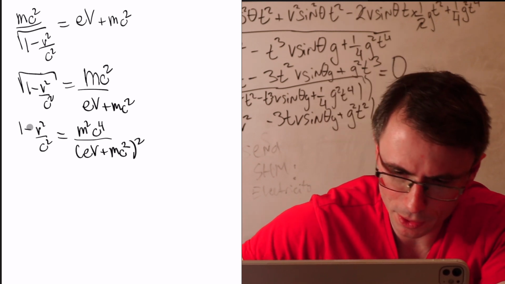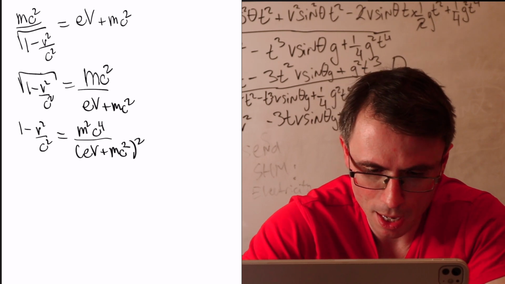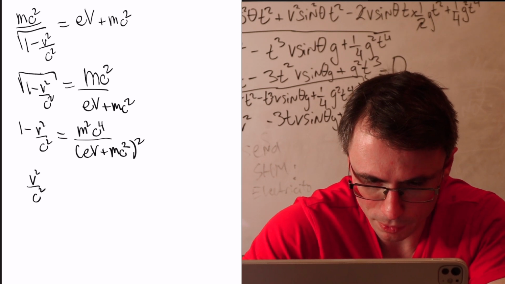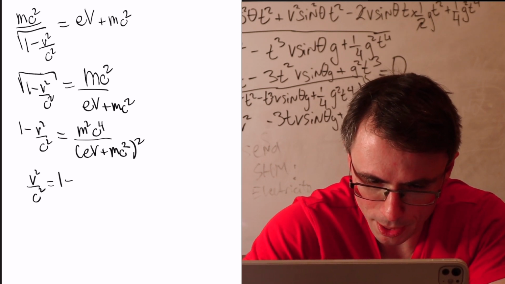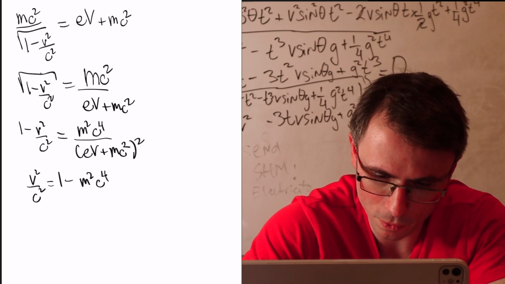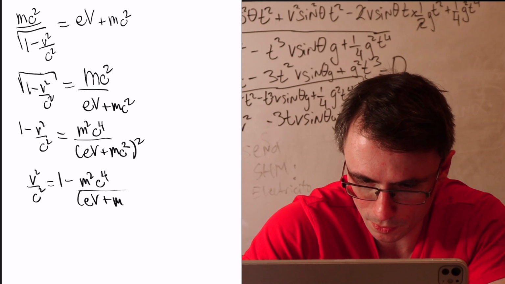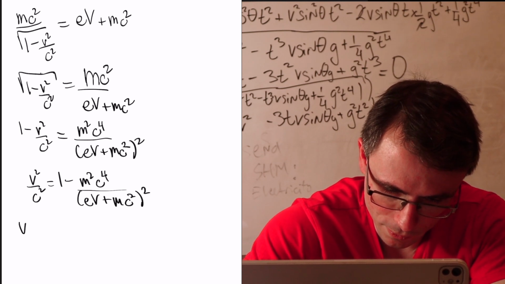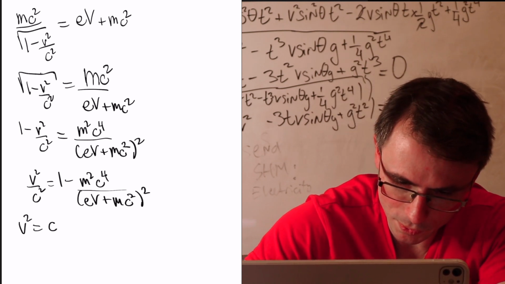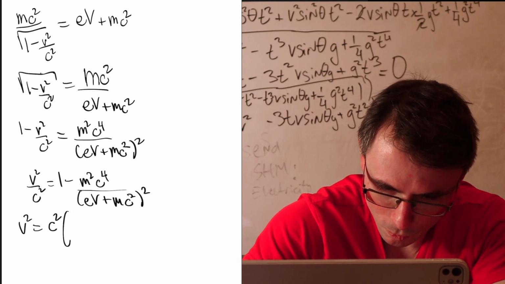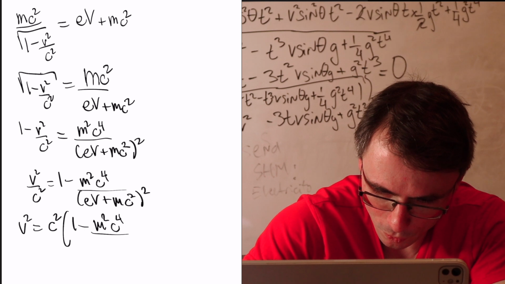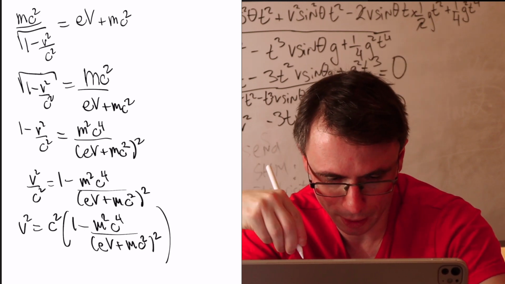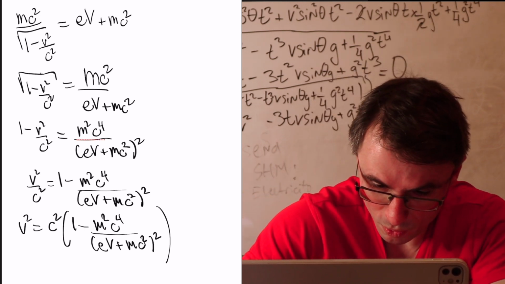Now I can bring the v squared up onto the other side, and what I'm going to get is that v squared over c squared is going to be equal to 1 minus m squared c to the power 4, divided by (ev plus mc squared), all of this squared, and v squared will be equal to c squared times 1 minus m squared c to the power 4 over (ev plus mc squared) squared, kind of like this. We can just square root everything.